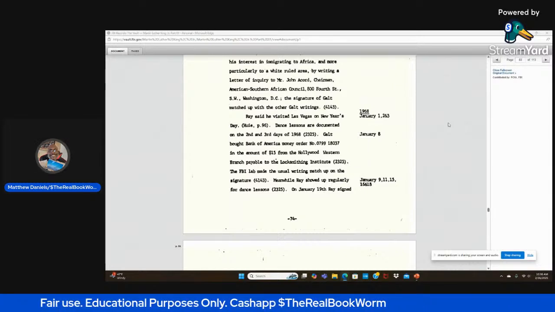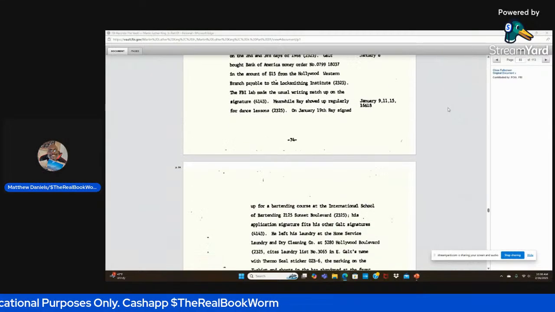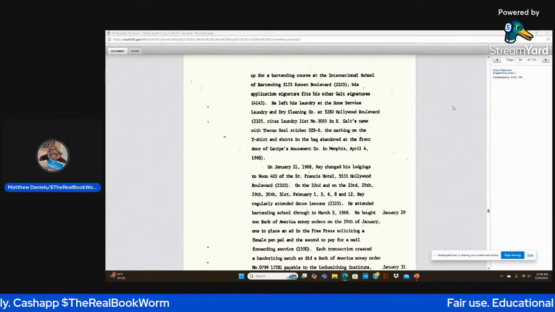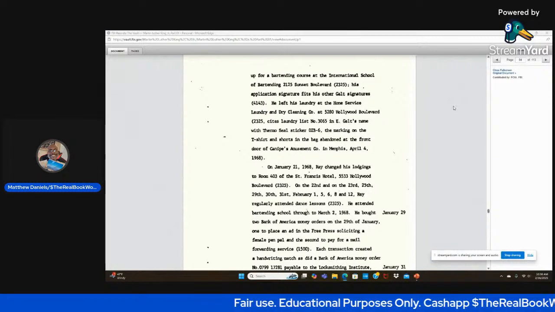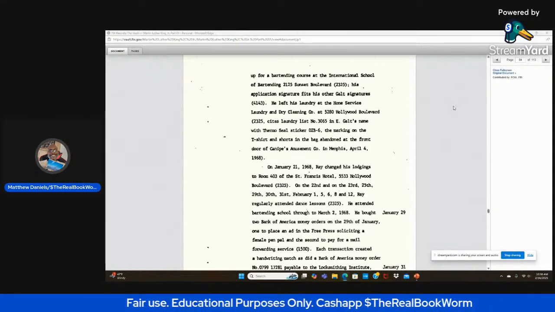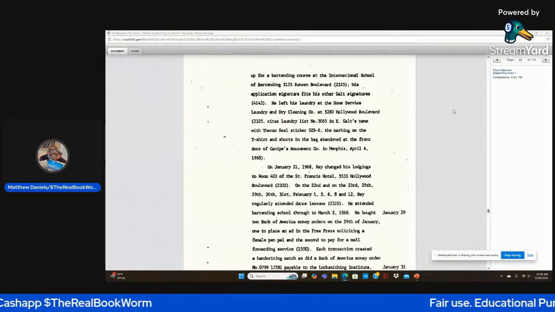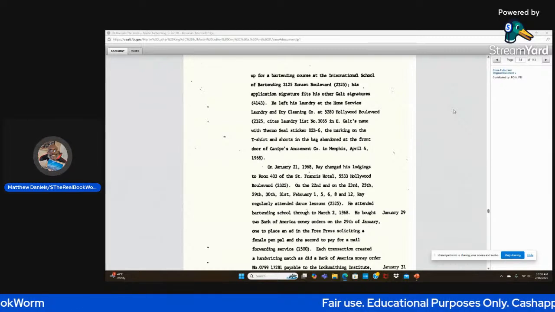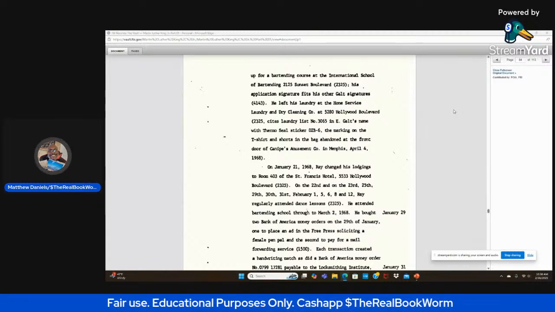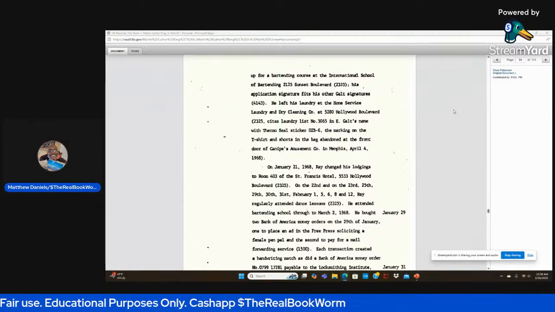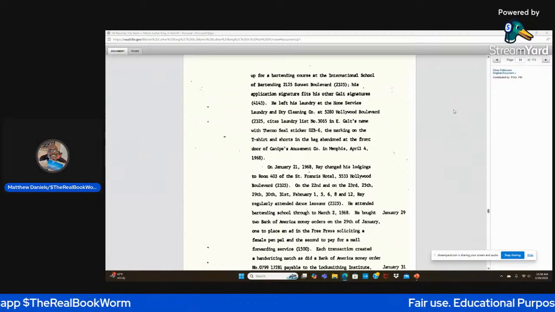Meanwhile, Ray showed up regularly for dance lessons. On January 19th, Ray signed up for a bartending course at the International School of Bartending, 2125 Sunset Boulevard. His application signature fits his other Galt signatures. So he's dancing, he's learning how to be a locksmith, and he's learning how to bartend. This is no doubt so he can play different roles in his capacity as an FBI asset.